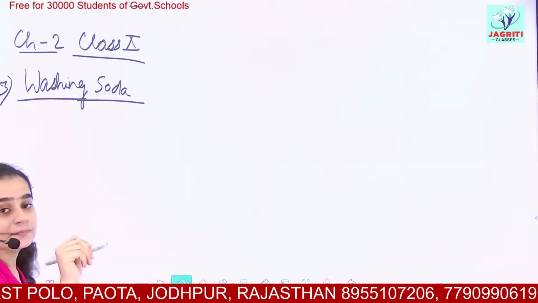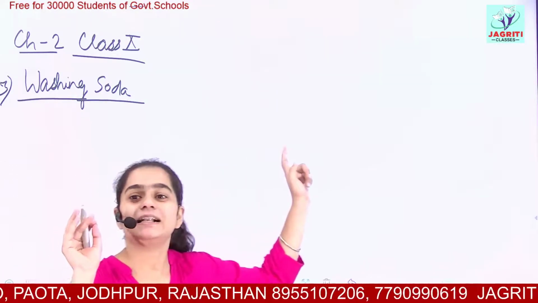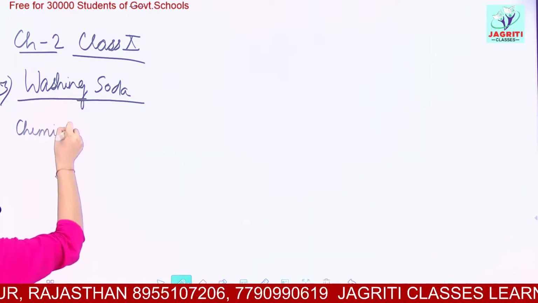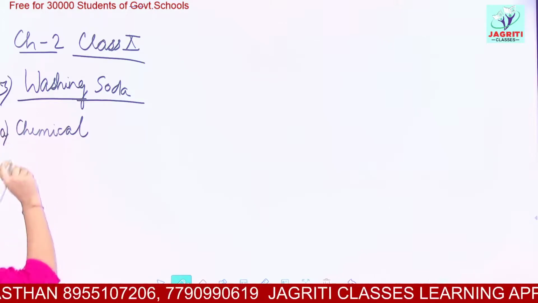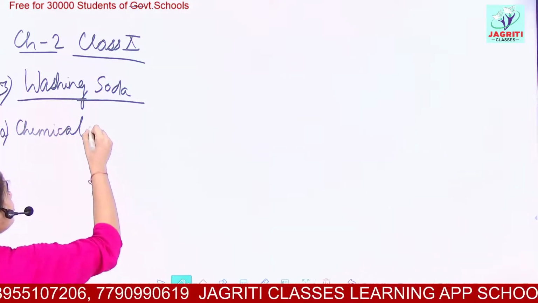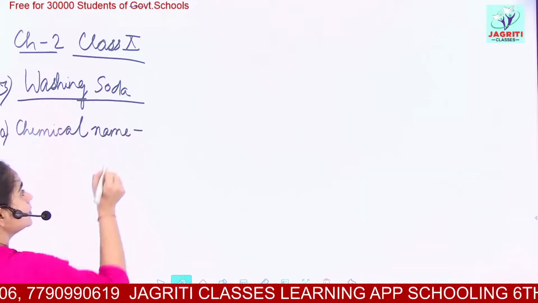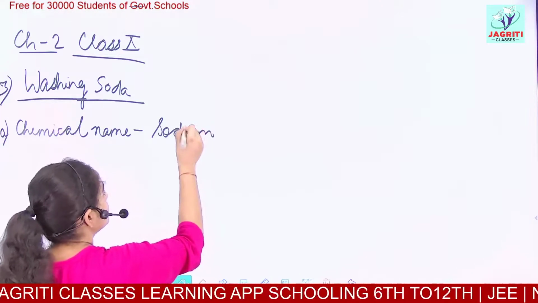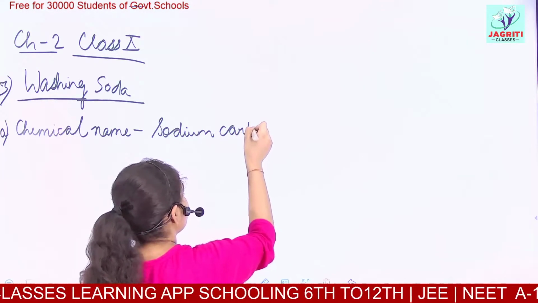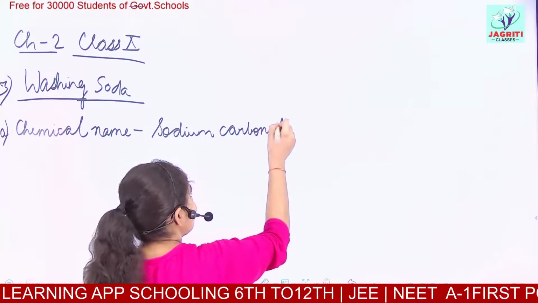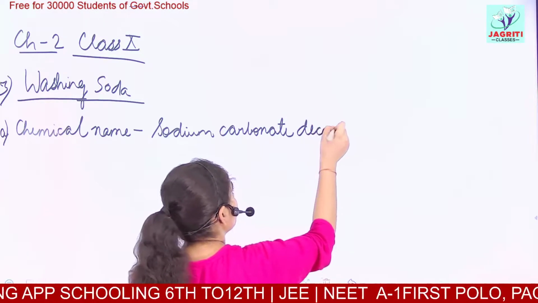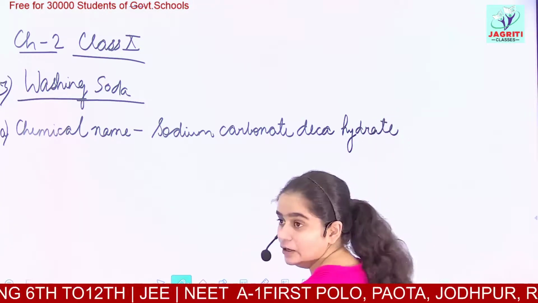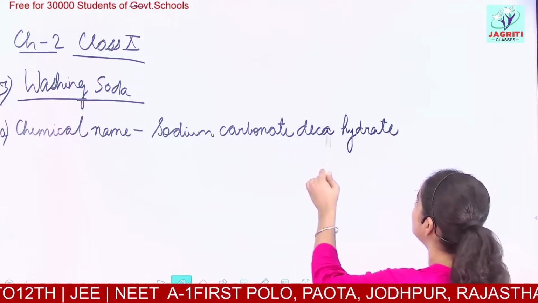The common name is washing soda, but what is the chemical name? So we'll see the chemical name of washing soda. The first point, always include the chemical name of the given chemical component. So its chemical name is sodium carbonate decahydrate. Okay, so this is the chemical name of the given component, that is washing soda. Washing soda is known as sodium carbonate decahydrate.